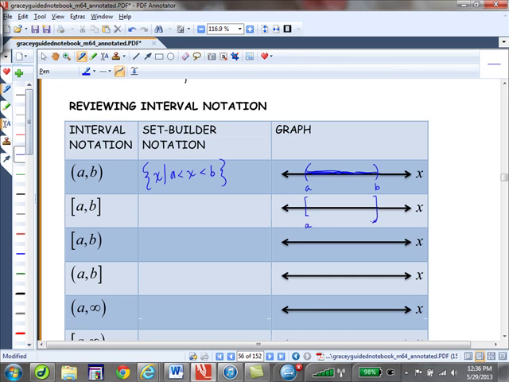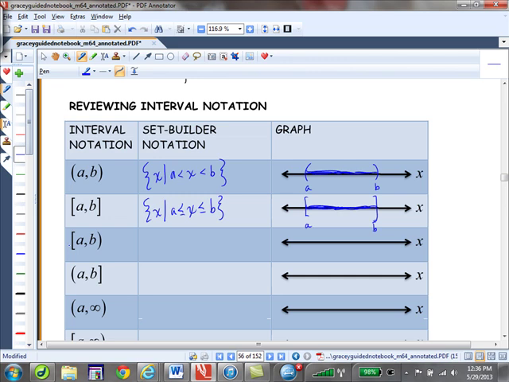Including the endpoints, A and B. So all the numbers in between would be part of it. And then this would change just slightly. A would be less than or equal to x, which would be less than or equal to B.